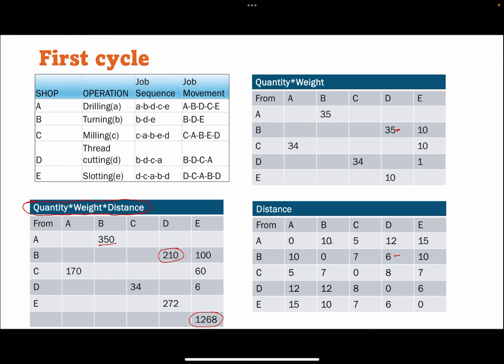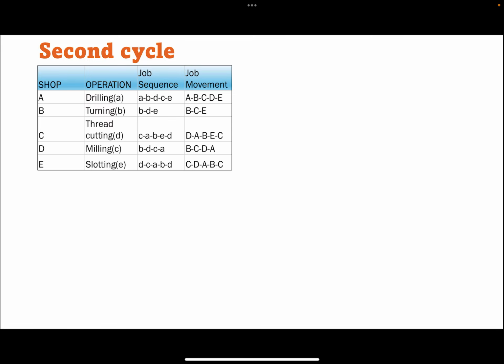In this layout, we have placed the drilling operation in shop A, turning operation in shop B, milling operation in shop C, like that. So we will try with another layout. In the second cycle, I am changing the layout a little bit. Drilling is placed in A, turning is placed in B, but thread cutting, that is small d, is placed in C, and milling, small c, is placed in D. That is the difference.